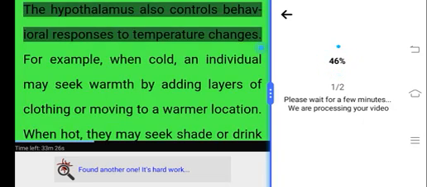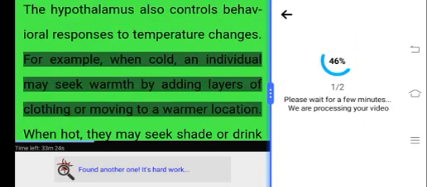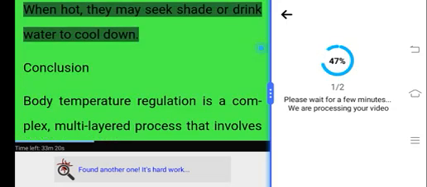D. Behavioral responses. The hypothalamus also controls behavioral responses to temperature changes. For example, when cold, an individual may seek warmth by adding layers of clothing or moving to a warmer location. When hot, they may seek shade or drink water to cool down.